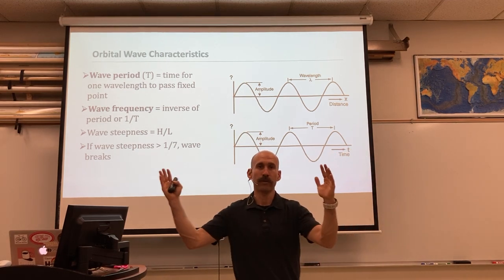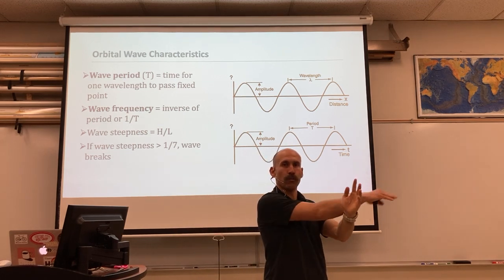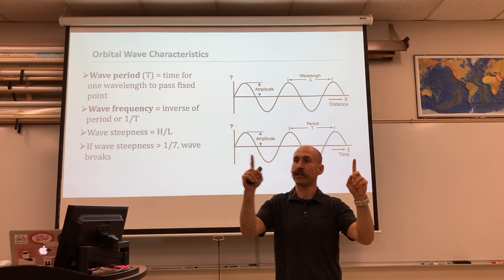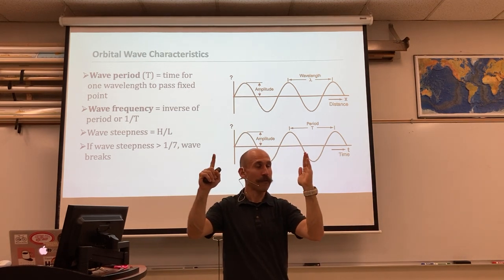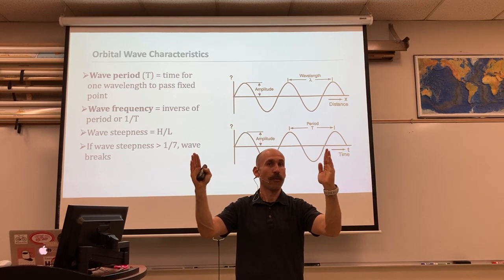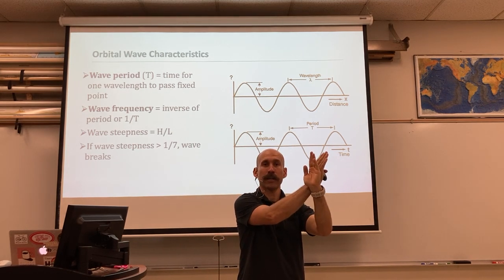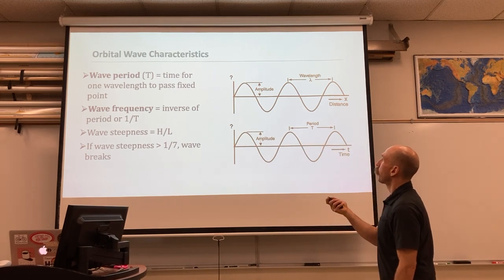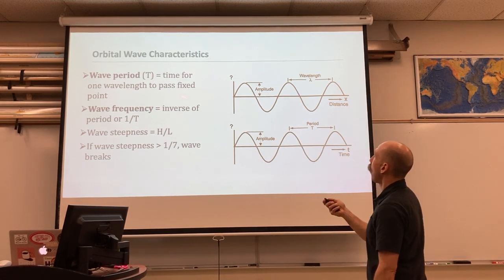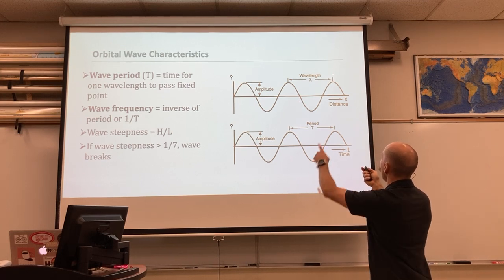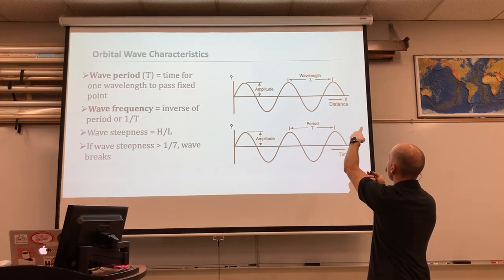So waves travel, zoom, zoom, zoom. And we talked about the wavelength being from one crest to the other. So if we look at a point, the time it takes to move from one crest to that other crest is going to be the period. Now, the period is measured at a fixed point. So we could say if this is our point right here, how long does it take for one wavelength, boom, to pass it?